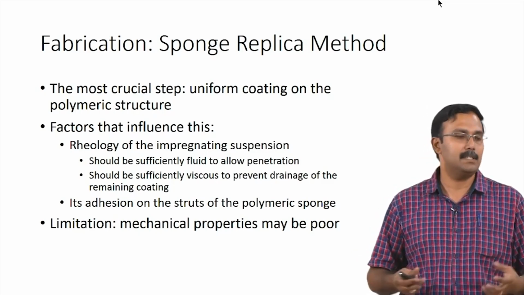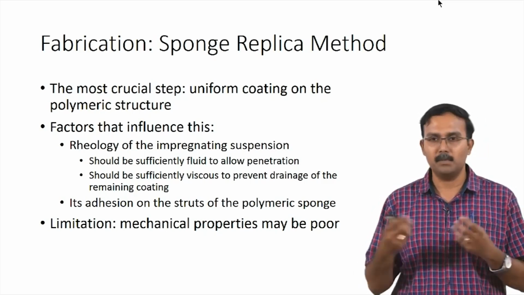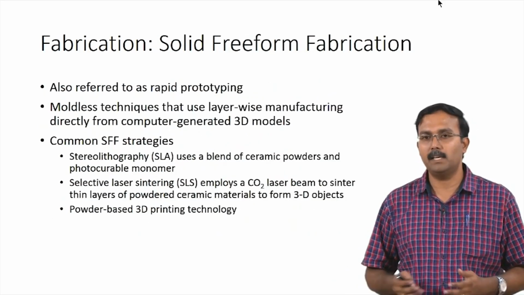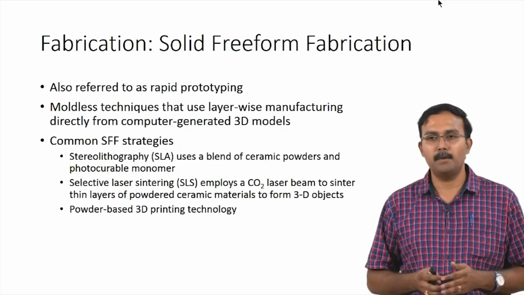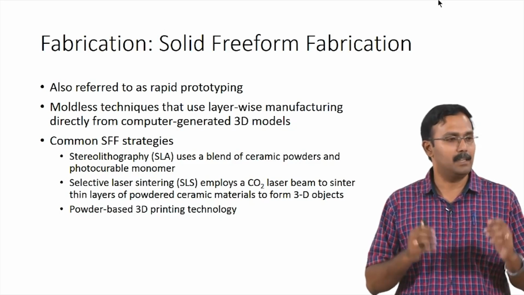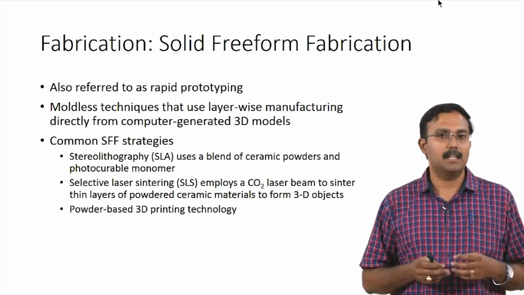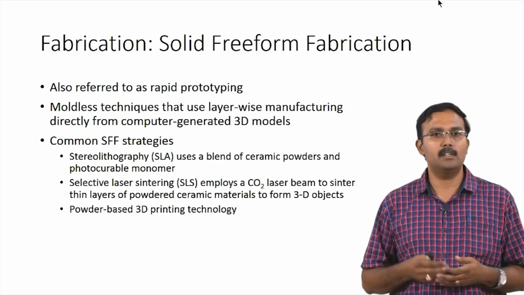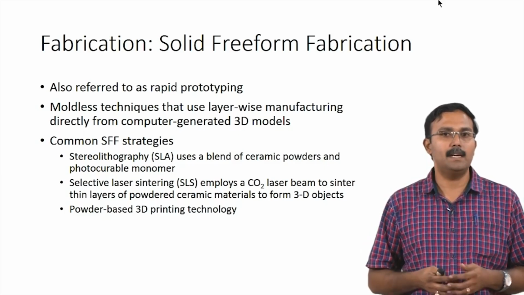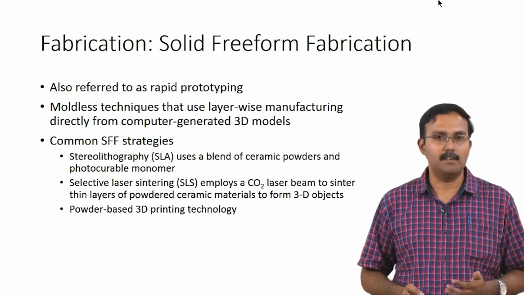The limitation with this method is you may not get desirable mechanical properties, you would get something which is slightly weak. Other than these techniques, you also have the solid free form fabrication techniques. These are broadly called the rapid prototyping techniques. These are moldless technologies where people use layer by layer deposition using computer generated 3D models. There are different strategies, stereolithography, selective laser sintering and powder based 3D printing are the most common ones which have been used, and all of them seem to have their own advantages and disadvantages.